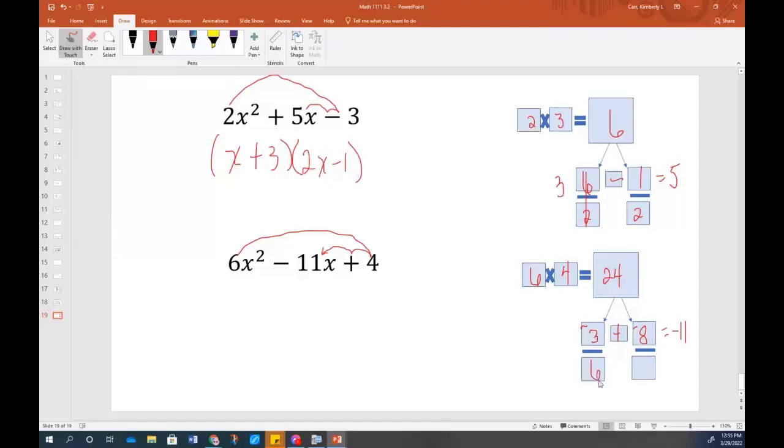Put them both over my leading coefficient. Now both of these reduce. So this first one reduces to negative 1 over 2. And the second one, I can divide both of those by 2, and I get negative 4 over 3. Bottoms up. Bottom number swings up to the front. So I have 2x minus 1 and 3x minus 4. And that is factored.